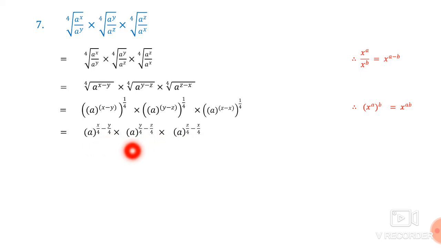Again we can see that we have the same base and the numbers are multiplying with each other. So we can write the base once and all the exponents will be added together. Okay, we can see that this x upon 4 and this minus x upon 4 can be cancelled out. This minus y upon 4 plus y upon 4 cancel out. Minus z upon 4 plus z upon 4 can be cancelled out. So we are left with a exponent 0. And whenever we have 0 exponent, the answer is equal to 1. So 1 is our answer. Part 8.